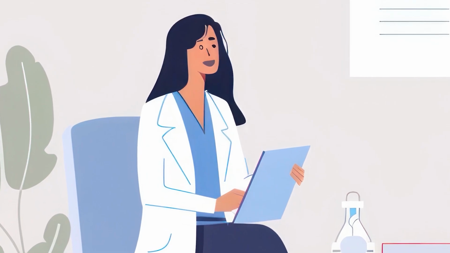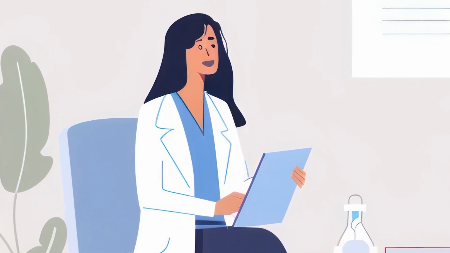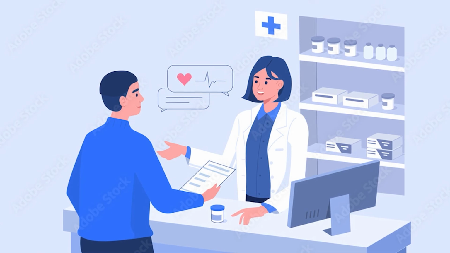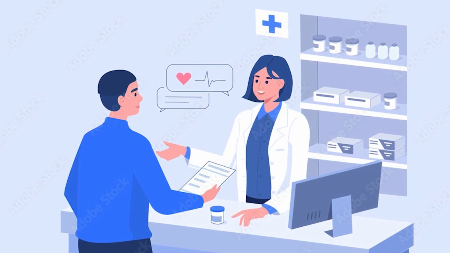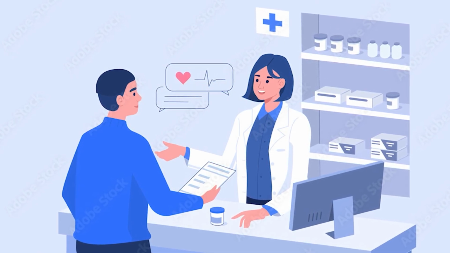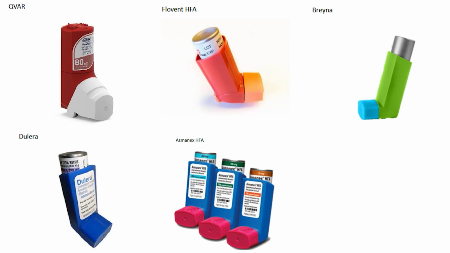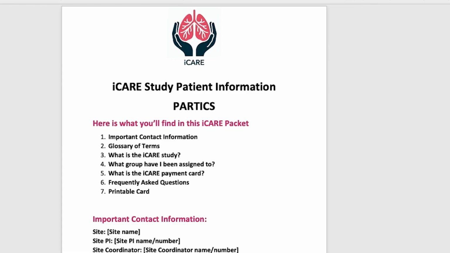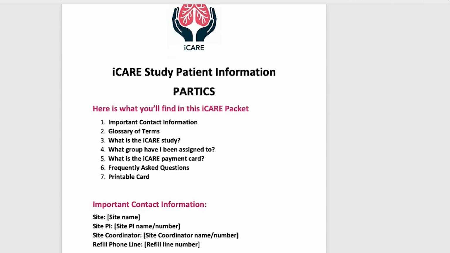Our study doctors will prescribe the PARTICS inhalers for you. Depending on your insurance and the phase of the study, we will write you a 1-month or 3-month prescription. The study coordinator has reviewed the reimbursement with you. You and your insurance will continue to pay for the daily maintenance inhalers and any other medicines you usually use for your asthma. After you have picked up your PARTICS inhaler, we will provide you with a packet of additional study information.